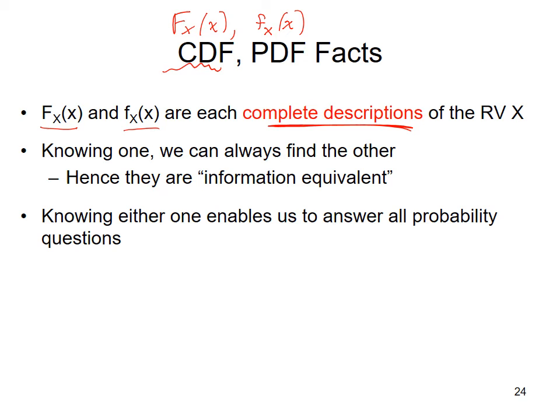If we know capital F, we differentiate to get little f. If we know little f, we integrate to get capital F. So we would say then that they are information equivalent. Knowing one enables me to answer any question that I can answer using the other. They have the same amount of information in them. And knowing either one of them enables me to answer any probability question about the random variable. So in other words, they kind of tell a complete story about the random variable. Either one of them by itself would do that.